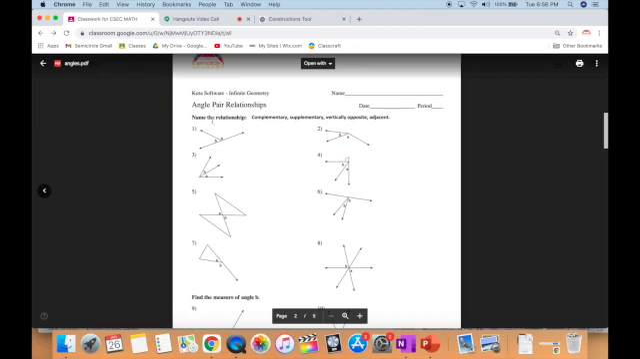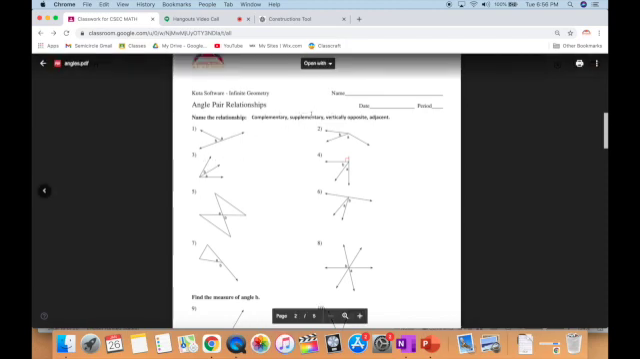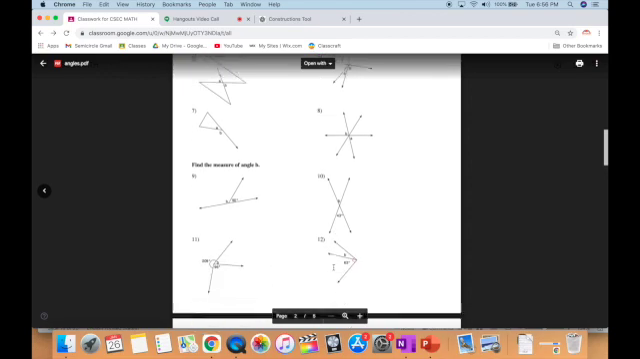So name the relationship. These are the kind of questions you will get where they will show you an angle. So these two here are supplementary because they're on a straight line. These two here are adjacent. Complementary, supplementary, vertically opposite, or adjacent. That is what you have to identify, right?